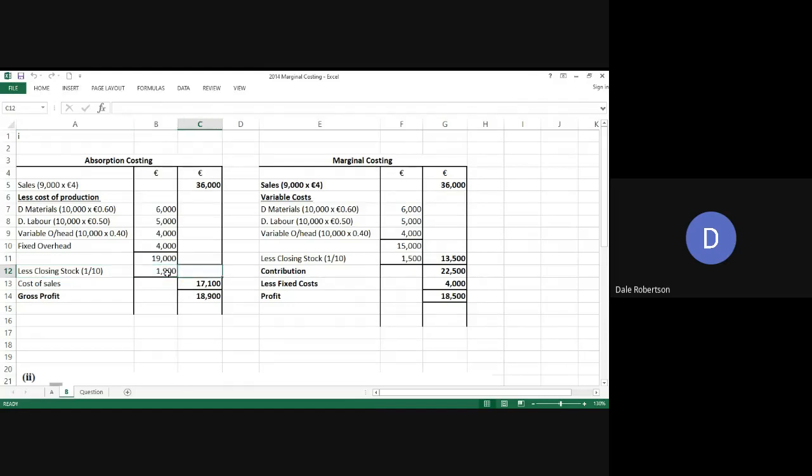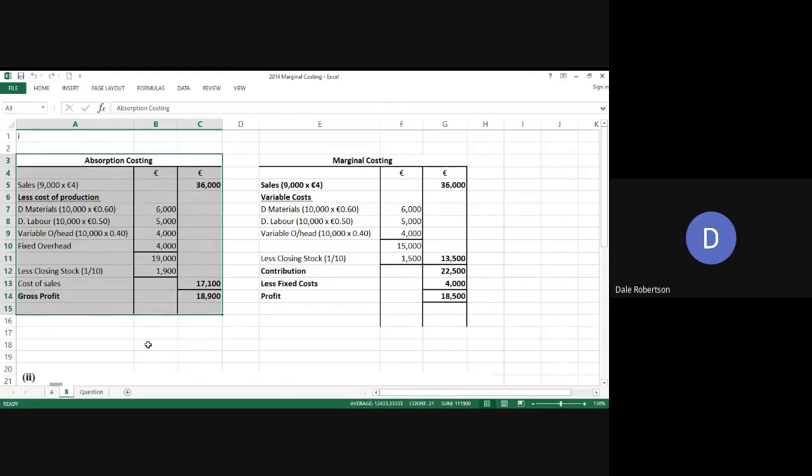You take that away to get your cost of sales, and then you take your cost of sales away from the figure above to get your gross profit. And the gross profit is 18,900 for absorption costing. And this is the typical way that a company would do that process.